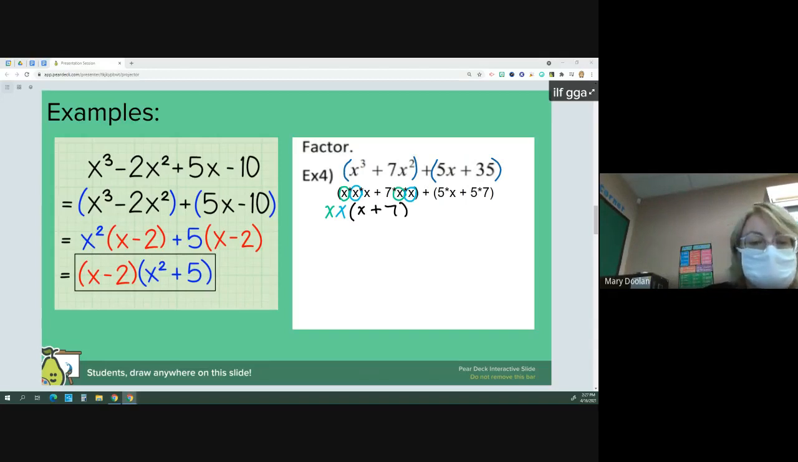If I do this to the second binomial, I can see I have a pair of 5s that are common factors. So I can pull out a 5, and then what's left over is x plus 7. I'm going to rewrite this, so instead of saying x times x, I actually have x squared.